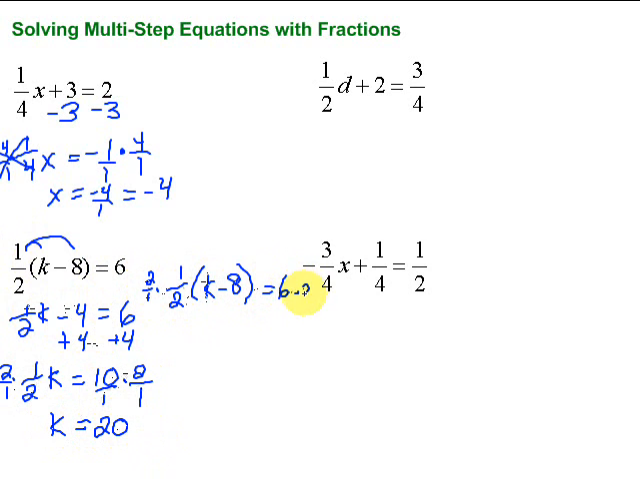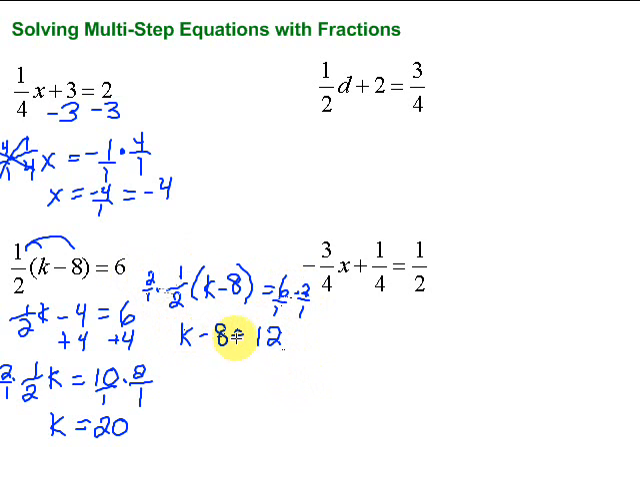Multiply by 2/1 on both sides. These cancel out because they're just opposites. If we multiply, we're just left with 1. Then we get k minus 8 equals, can put this over 1, 6 times 2 is 12.